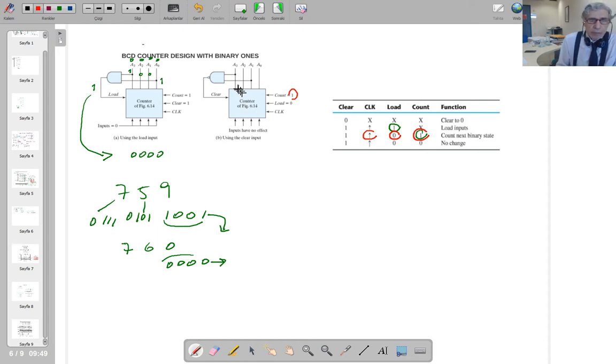So let's check now. If you look at this input now, this is an AND gate. It becomes 1 when the inputs are 1, 1, isn't it? The output is going to be 0. So when the clear is 1, it counts. So when the clear is 1, this is going to count.